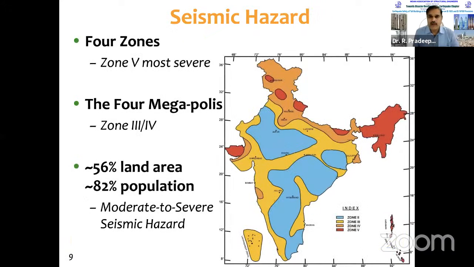Now if we look at the seismic hazard of the country, zone 5 is the severest zone. We note that the megapolises, all the major cities, are in zone 3 and zone 4. If we look at the area of zones 3, 4, and 5, meaning moderate to severe earthquake prone areas, it accounts for closely 56% of the land, and 82% of the population is living in that area. That means if you pick 5 people, 4 out of 5 are living in moderate to severe earthquake zones.